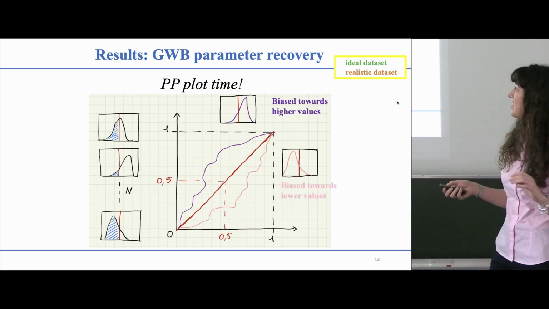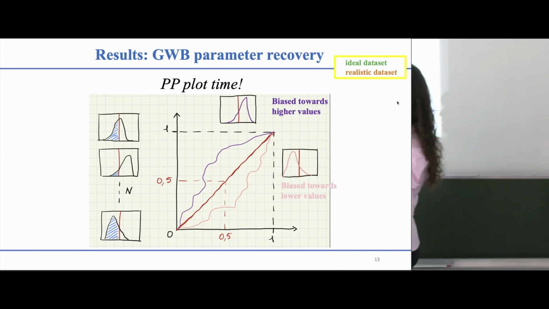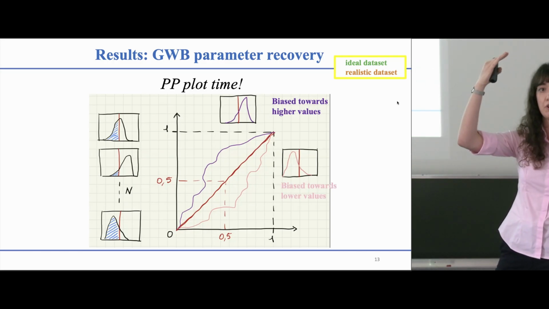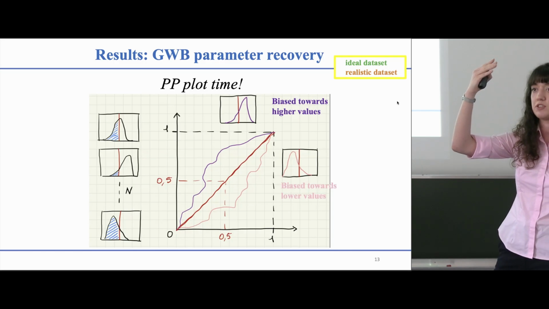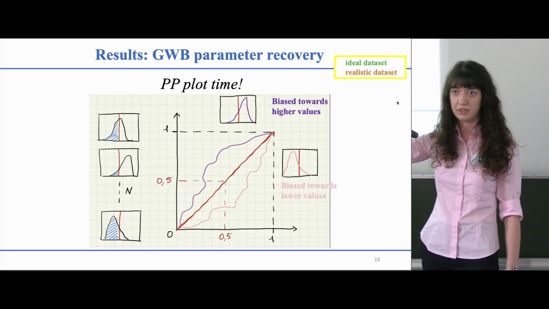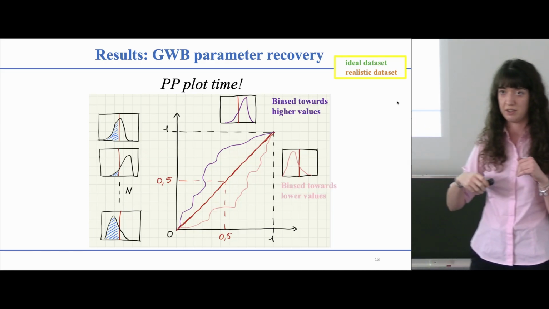Thanks. And so how to read a PP plot? If your data distribution follows along the diagonal, it means that your recovery is unbiased. If it's above the diagonal, it means that your recovery seems to be biased towards a recovery of a higher value with respect to the nominal injected one. Below the diagonal means on average you recover a value which is lower than the nominal injected one.